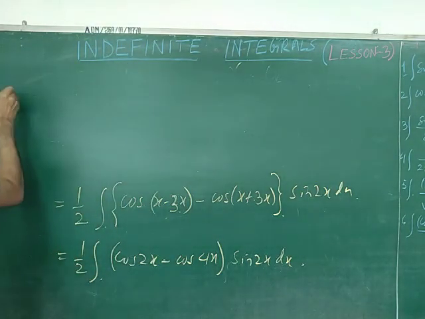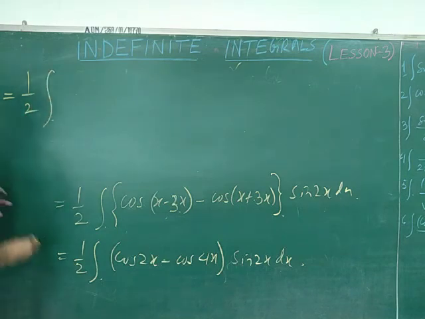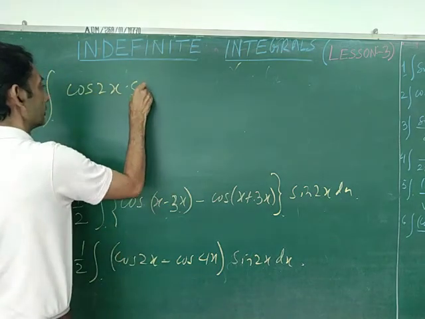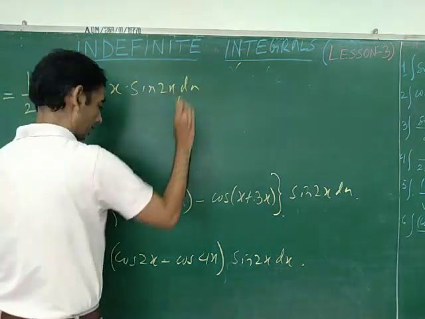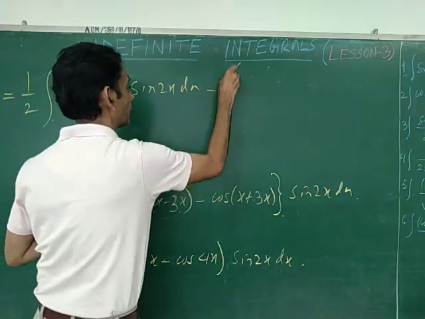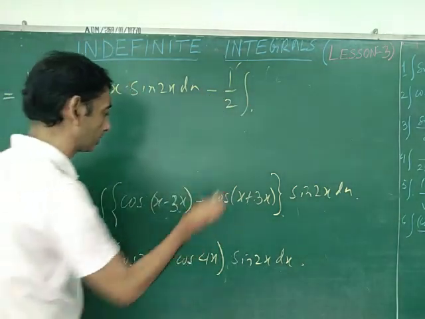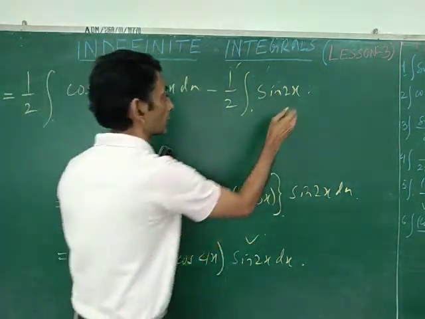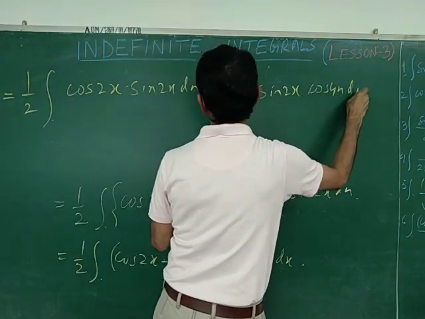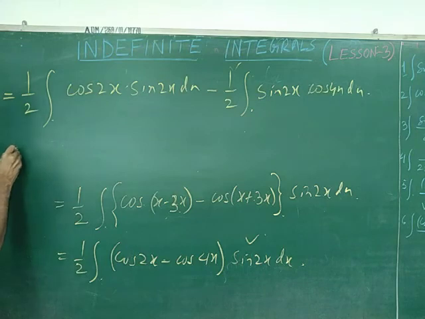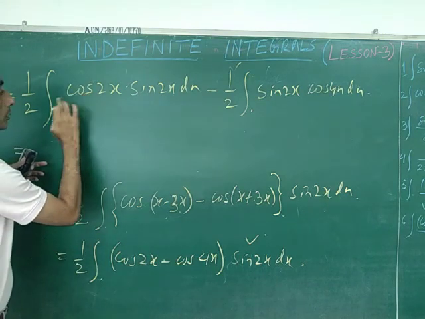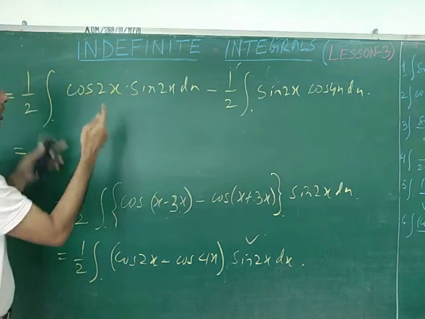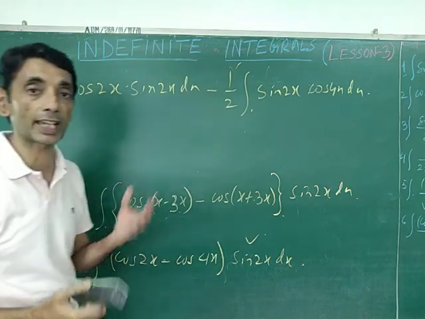The first integral is half cos 2x sin 2x dx, and the second integral is minus half sin 2x cos 4x dx. Done. Now we can use a formula here. This is sin a cos b. If we write 2 sin a cos a, then you can use the sin 2a formula.